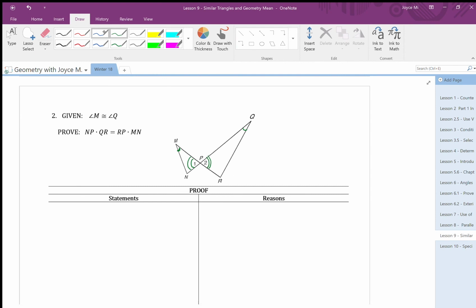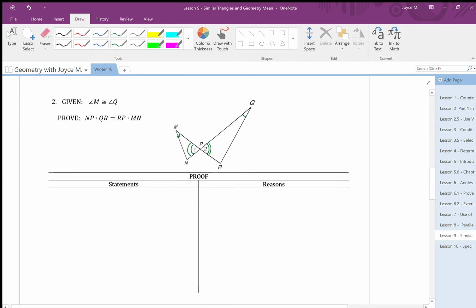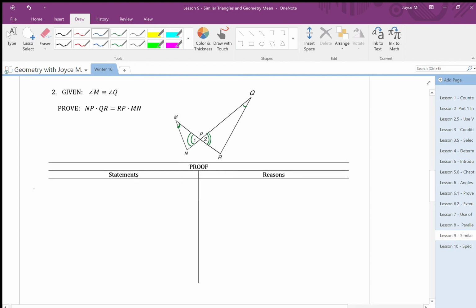So let's make a plan and do it here. First thing is, I'm going to use AA to show that these two triangles on the left and right are similar. And then using that, I'm going to write the proportional statement. So let's do it. Number 1, I'm given that angle M is congruent to angle Q. Okay, that's given to me. Number 2, I know that angle 1 is congruent to angle 2 here. And we know this is true because two lines intersect, vertical angles are congruent.